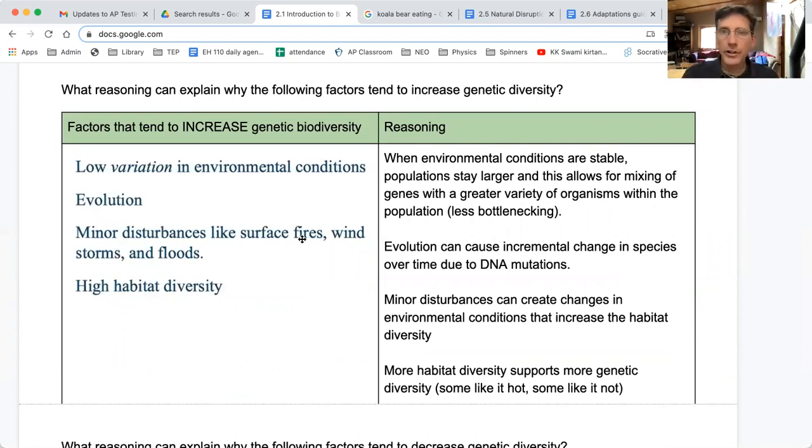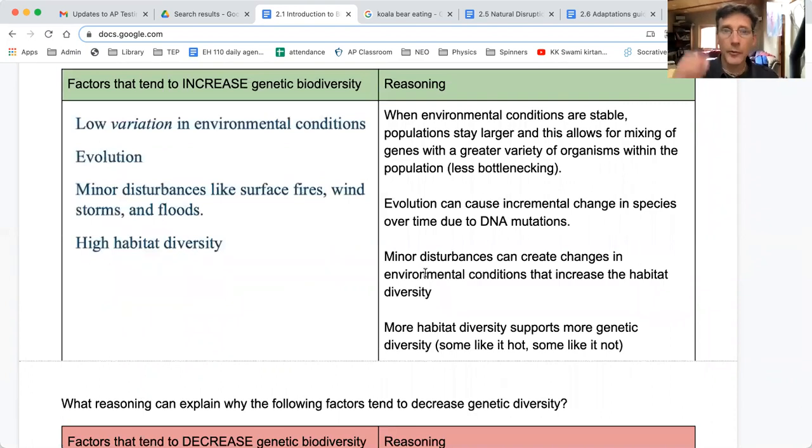And evolution over time creates that biodiversity, as we spoke about, but that takes a long time. That's why we want to try to not lose too much of species populations, because we lose that genetic variation, and that takes a long time to recover.